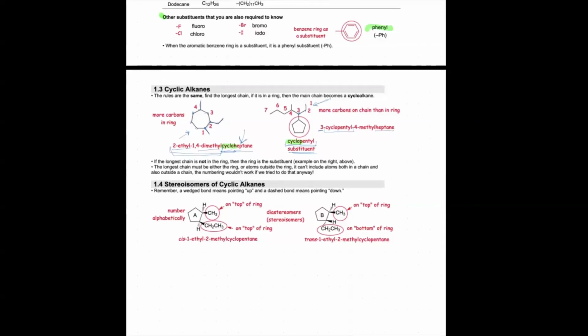The cyclo just identifies what it is that's in a ring. So in this second example, our main chain is 7 carbons. That's where we get the heptane from. And then this substituent is a cyclopentyl. It's cyclo because it's in a ring structure, and pentyl because it's 5 carbons. And it's on the 3rd carbon of the main heptane chain. So that's why we have 3-cyclopentyl, etc.